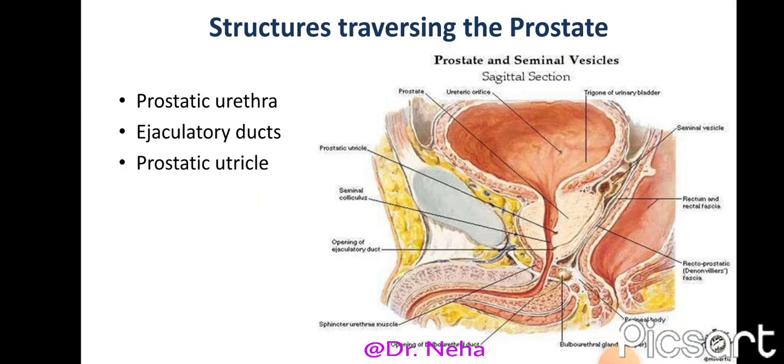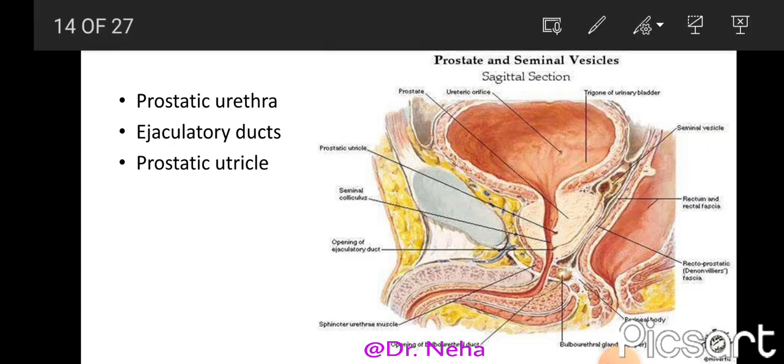Then the structures traversing the prostate. There are three structures which are passing through the prostate. One is the prostatic urethra, other is the ejaculatory ducts, and the prostatic utricle. All these are showing in the diagram. This is the prostatic utricle and this is the ejaculatory duct.